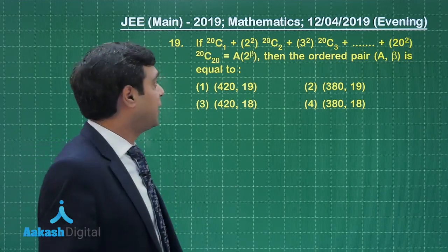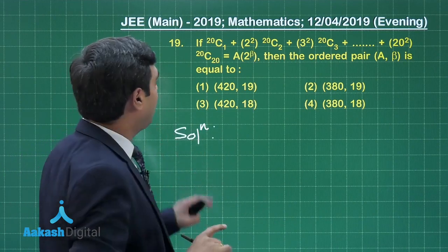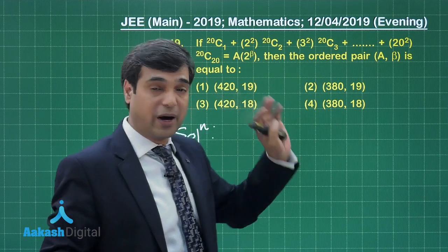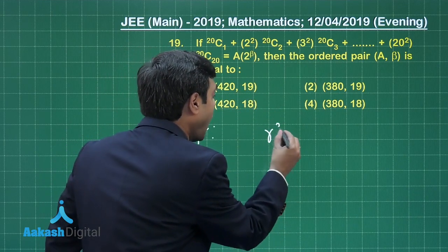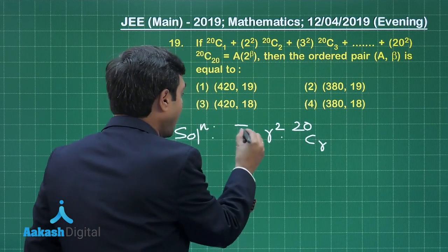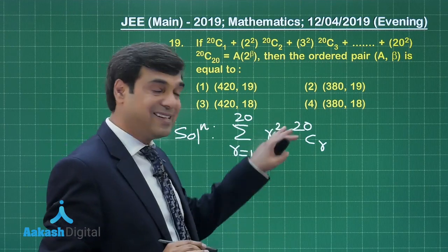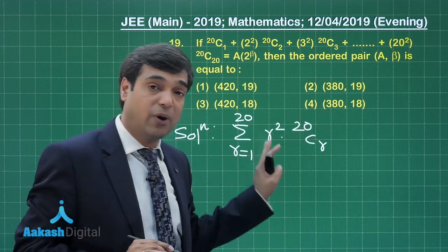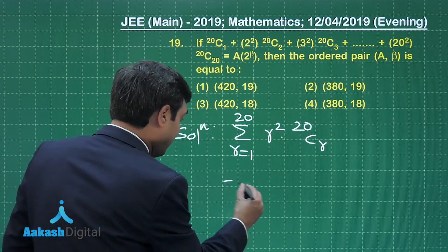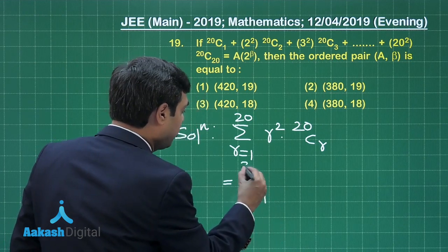Let's take the next one, that is 19th question. Now here when you talk about the general term, you can clearly see it is 1 square, 2 square, 3 square and so on. So you can write it as r square multiplied with 20 CR, where r is from 1 to 20. Now 20 CR you can write as 20 factorial upon r factorial into 20 minus r factorial. So you can rewrite it as summation r equals 1 to 20.